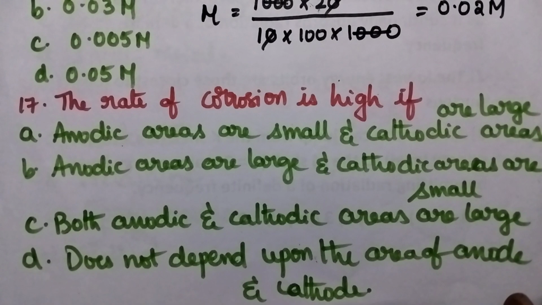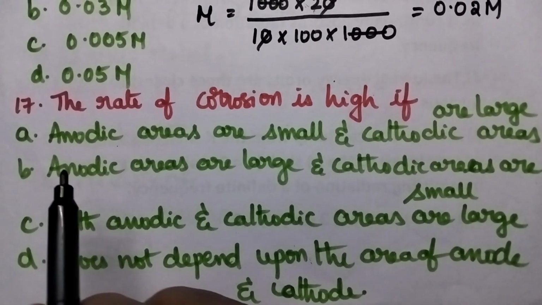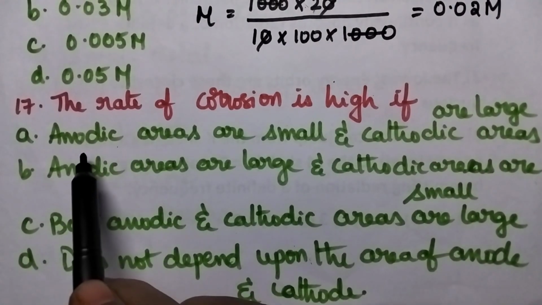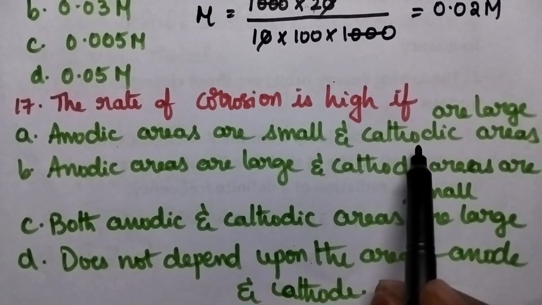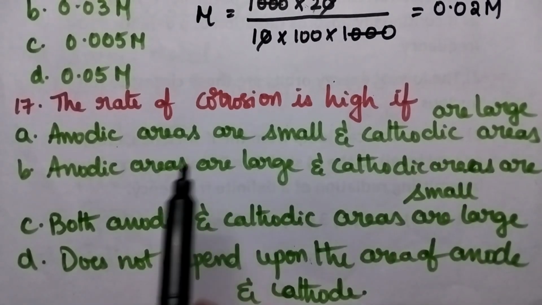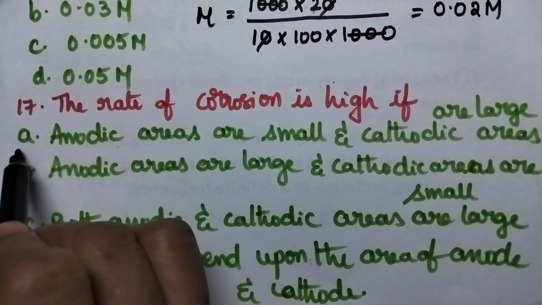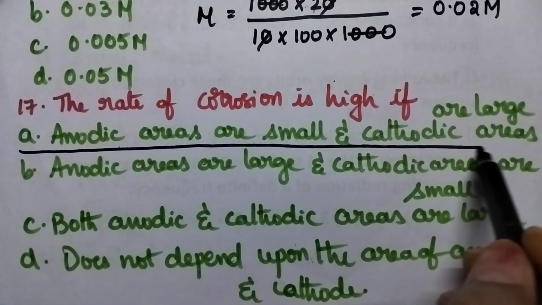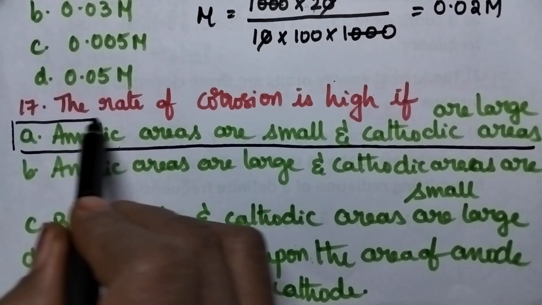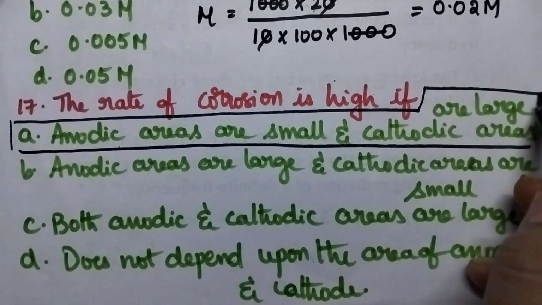The rate of corrosion is high if. So especially during corrosion, anodic parts will undergo corrosion, whereas cathodic parts will be protected from the corrosion. And the corrosion is severe if the anodic areas are small and cathodic areas are large. So option A is the right answer.